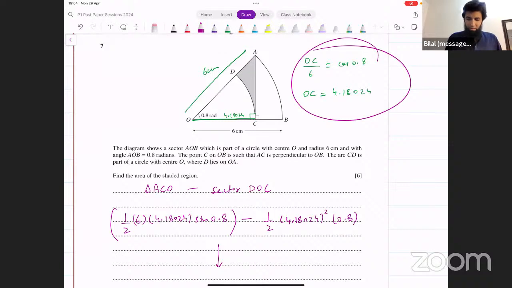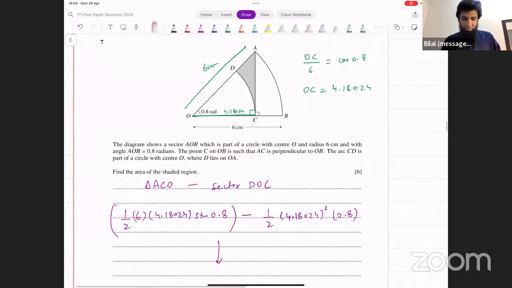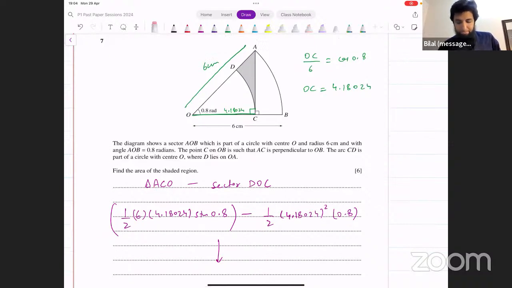Yes, sir. When do we use 1/AB sine, and when do we use just like 1/AB?